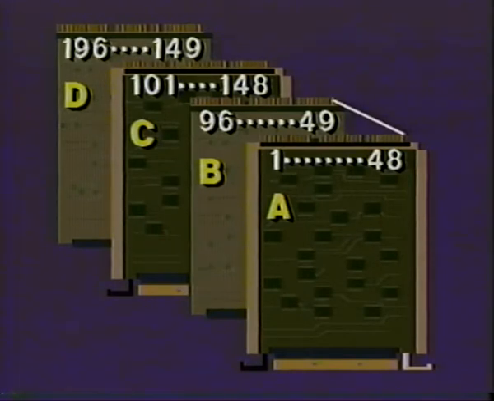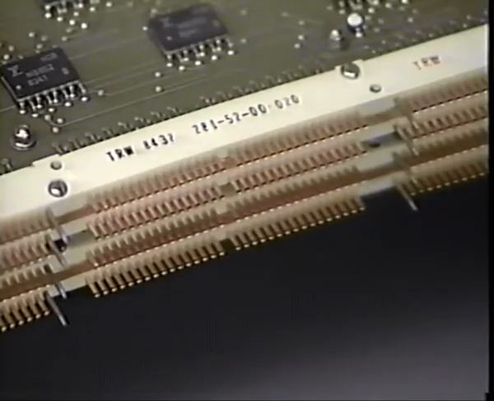Notice that pin pair 49 is directly below pin pair 48, and pin pair 149 is directly below pin pair 148. One important point to remember is that the pins are numbered in pairs. 48 pin pairs is actually 96 individual pins.